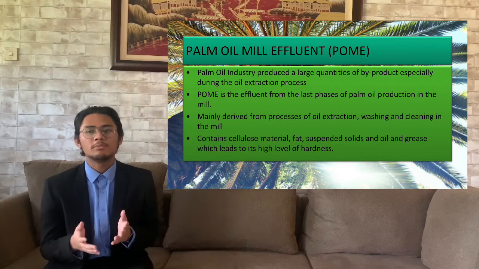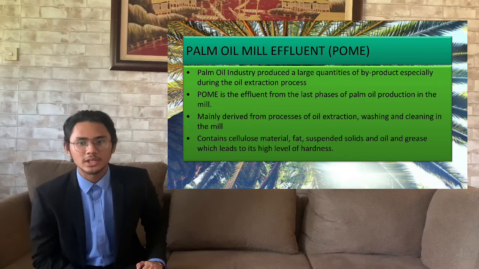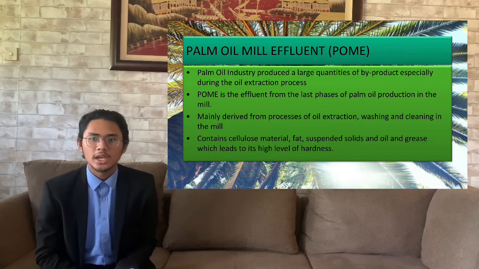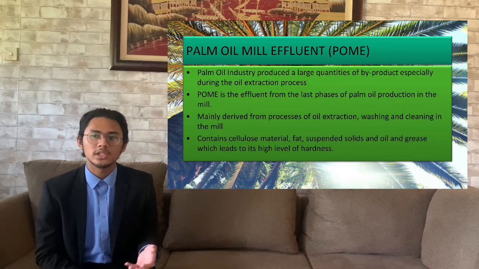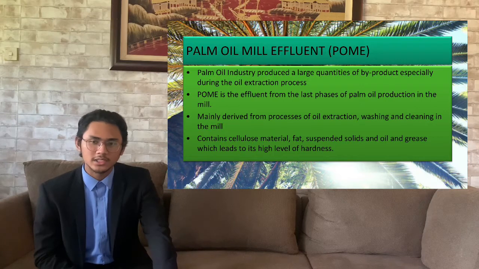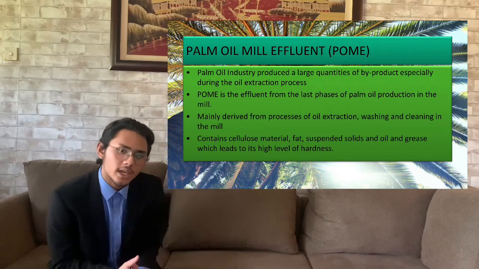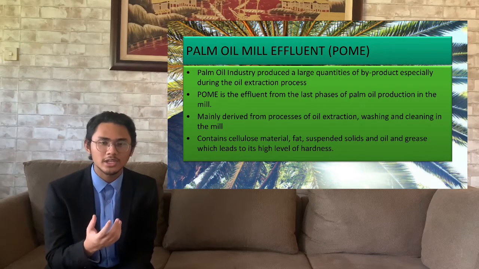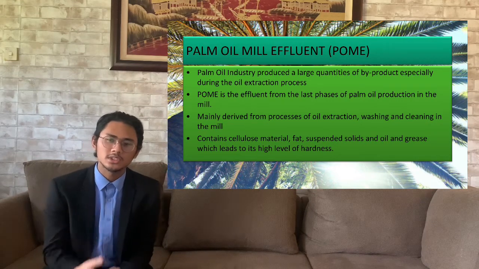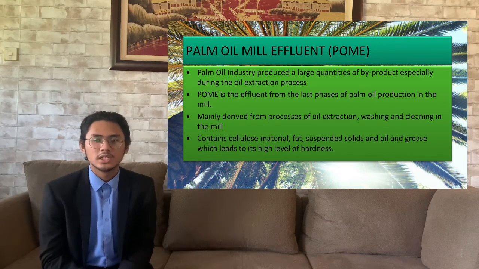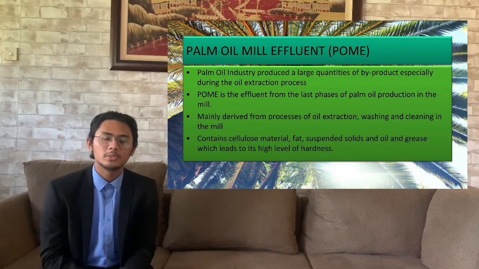So usually, POME consists of suspended solids around 8,000 mg per liter and total dissolved solid about 40,500 mg per liter. So basically, there are three main properties of POME that make the effluent unhealthy towards environment and society, which it contains oil and grease and suspended solid. And also the hardness of the POME is also high.